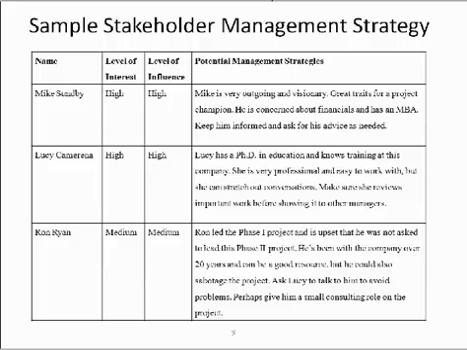These same people again. In this case, you have Mike Sumby again. Level of interest is high, level of influence high. And then what are the management strategies? It states that Mike is very outgoing and visionary, great traits for a project champion. Concerned about the financials, he has an MBA. To help manage that situation, you need to keep him informed and ask for his advice as needed.